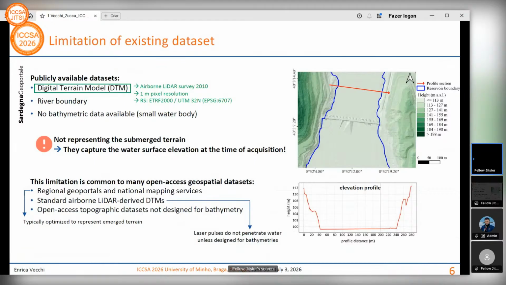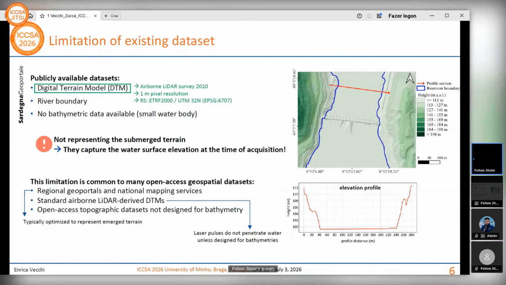The first one, and the most important, is the digital terrain model of the area, which was acquired from an airborne LiDAR survey in 2010. It's a model with 1 meter pixel resolution, and it's aligned to the official reference system in Italy. But observing and analyzing this dataset, we also assume that it's not representing the submerged terrain, because it captures only the water surface at the time of acquisition.